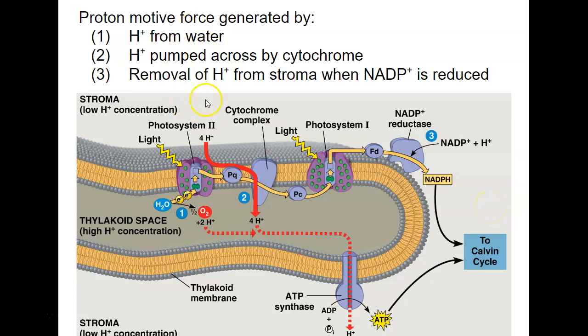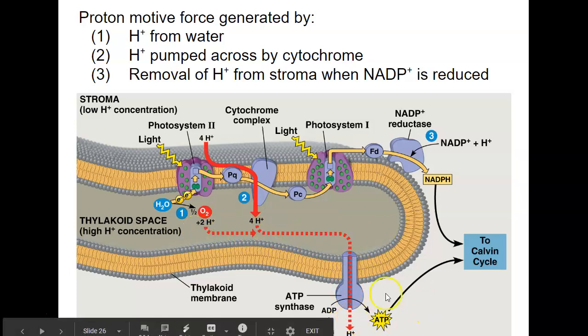So all three of these things that are listed here are really exaggerating the chemical gradient of hydrogens on the inside versus the outside. And that is all used to then fuel the diffusion of them, you can see here, through the ATP synthase and the production of ATP. And then that ATP can move on to the second part, along with the NADPH, to the Calvin cycle, which is where we are headed next.